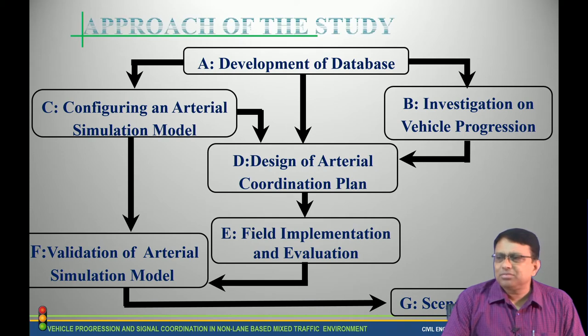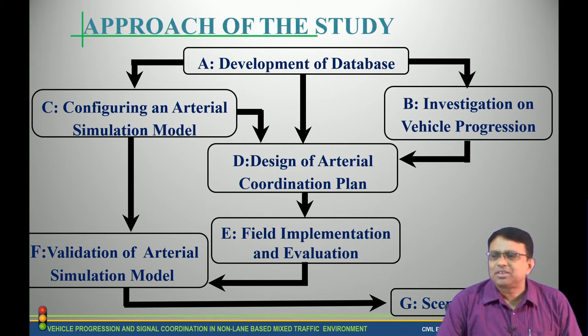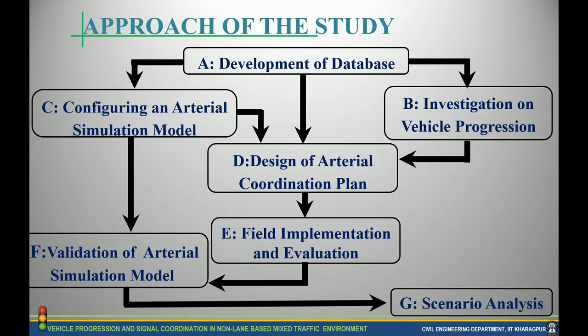So, the overall work I try to summarize in this slide. First, to do it, you need to develop a database. Then the second part was investigation on vehicle progression and platoon dispersion, how it happens, how sensitive it is, and how we can model it. The basic questions I have already told in the previous slides, the pertinent questions we tried to address through our research. Then you need to configure a simulation model, an arterial simulation model. Then using both, you design the arterial with a coordination plan.